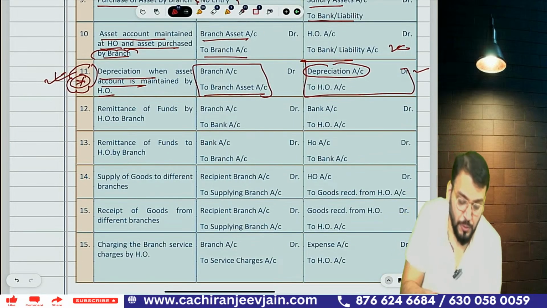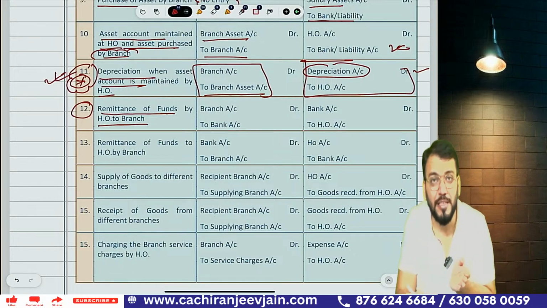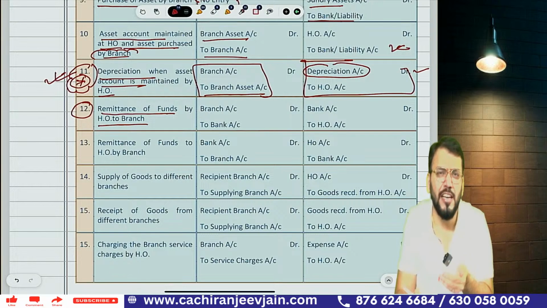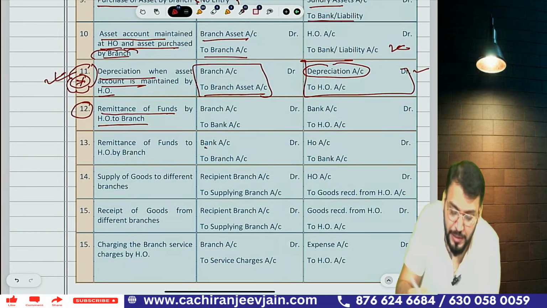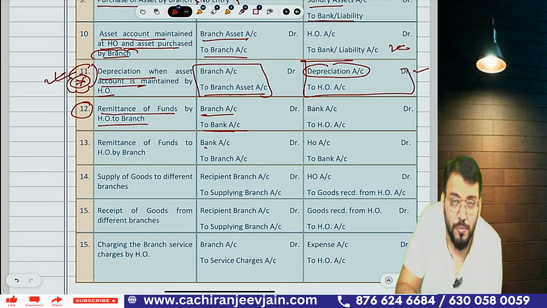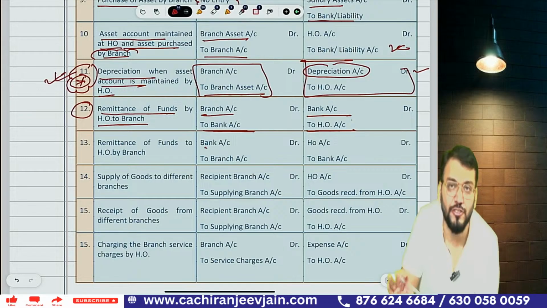Now come to point number 12. Remittance of fund by HO to branch. So who has remitted? HO has remitted some cash to branch. So can you see the journal entry is what? The cash will be reduced in the books of head office. The branch account debit to cash or bank. The cash or bank will decrease, and in the books of branch, cash or bank account debit to head office. So cash or bank account debit to HO.